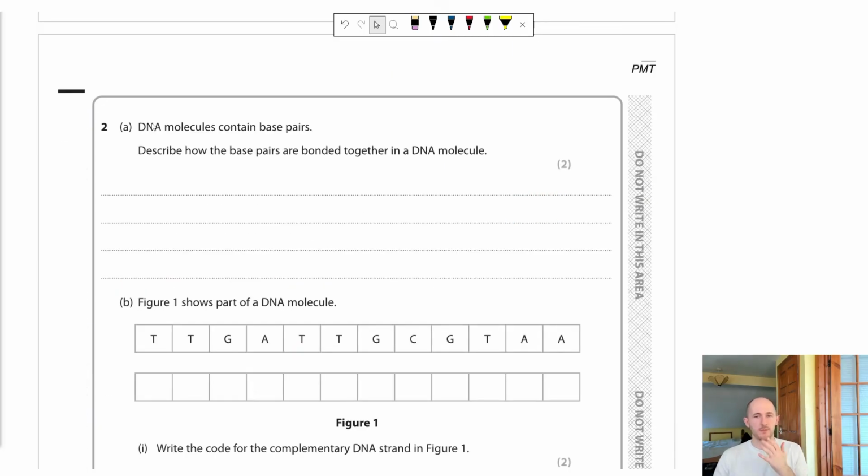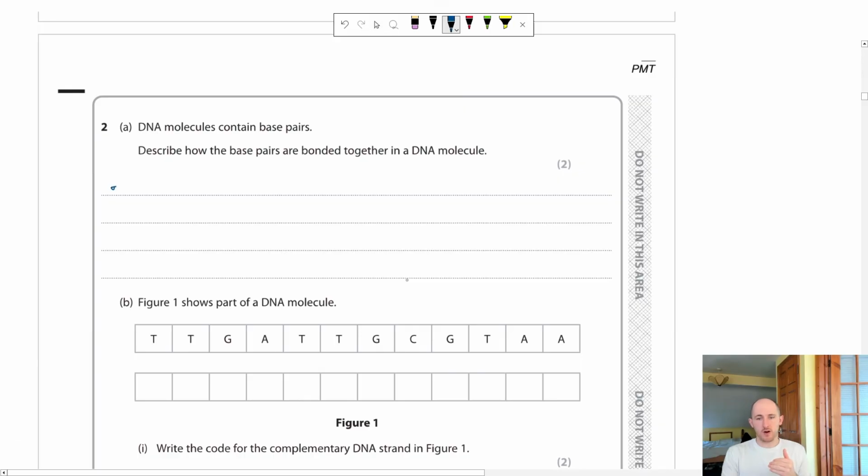Here's probably one of the best questions you can get in the exam. DNA molecules contain base pairs. Remember, this is things like adenine and thymine or guanine, etc. So you have those A-T pairs or C-G pairs, etc. And it says, describe how these base pairs are bonded, and you get 2 marks.